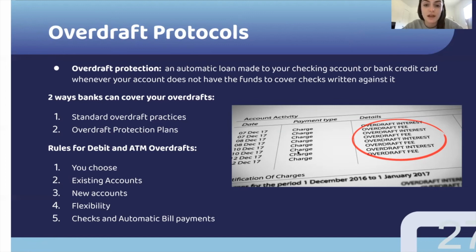Checks and automatic bill payments: the new rules do not cover checks or automatic bill payments that you may have set up for paying bills such as rent or utilities. Your bank still may automatically enroll you in their standard overdraft practices for these types of transactions. If you do not want this, you can talk to your bank and see if you have the option to cancel this.